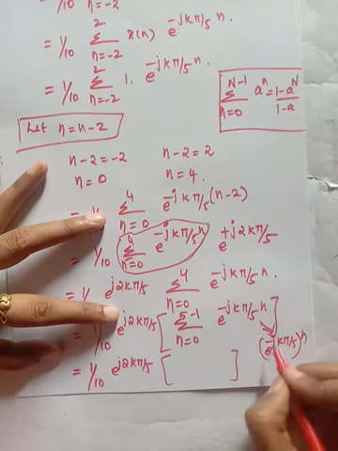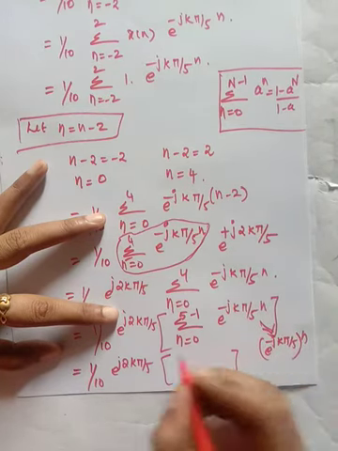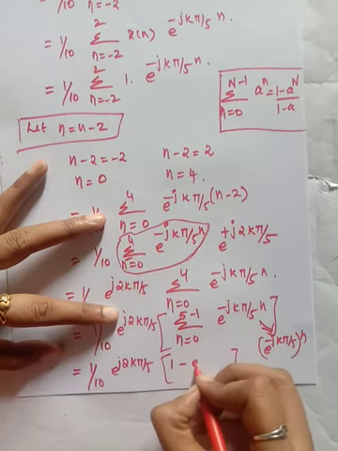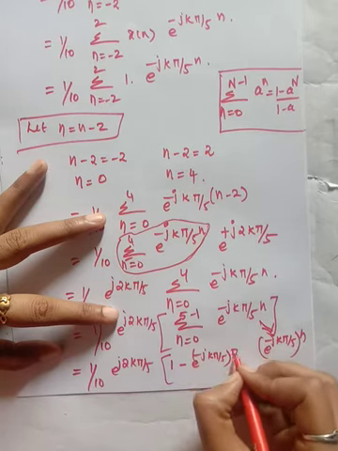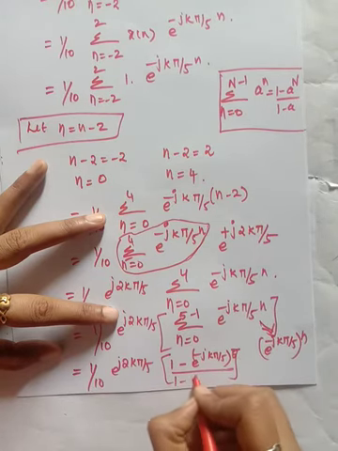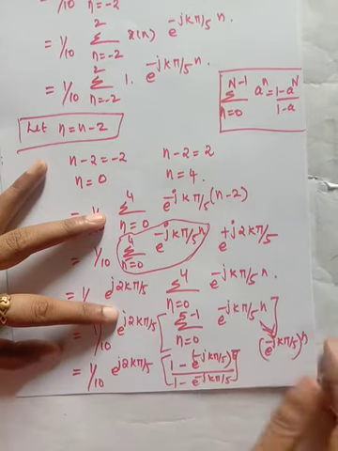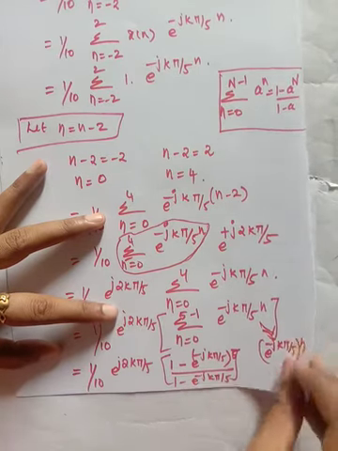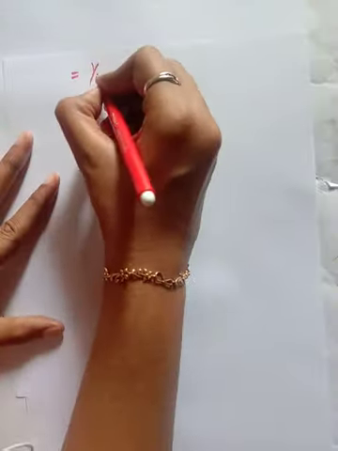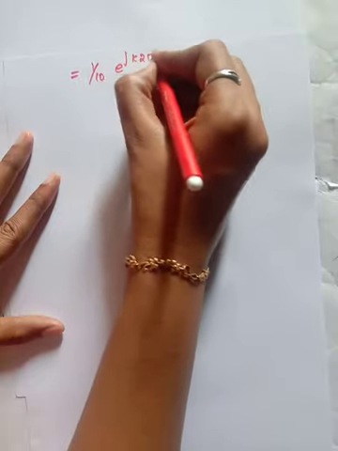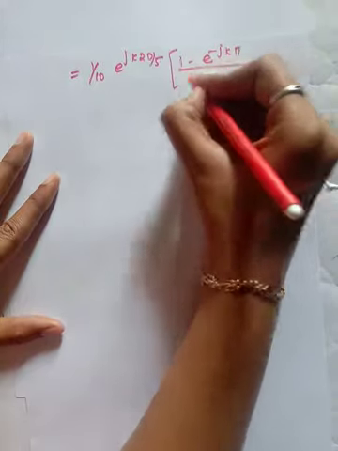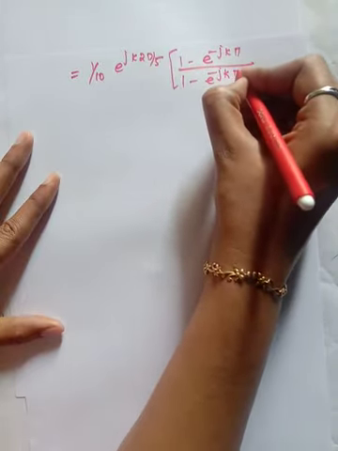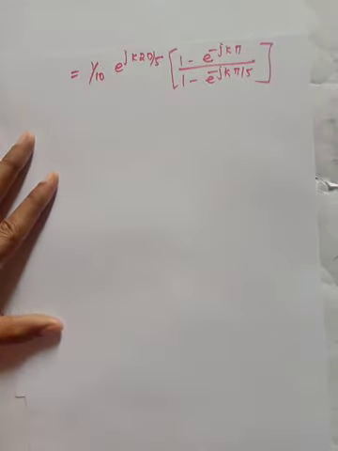I am writing this term, taking a as e^(-jkπ/5). So we get (1 - e^(-jkπ/5))^5 divided by (1 - e^(-jkπ/5)). Okay, so now this 5 will get cancelled. So in the numerator you will get 1/10 e^(j2kπ/5) into (1 - e^(-jkπ)) divided by (1 - e^(-jkπ/5)). Okay, so this is the resultant.